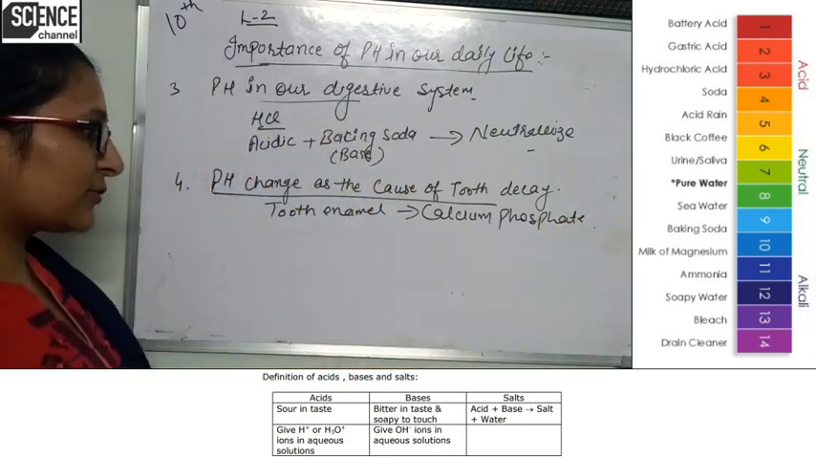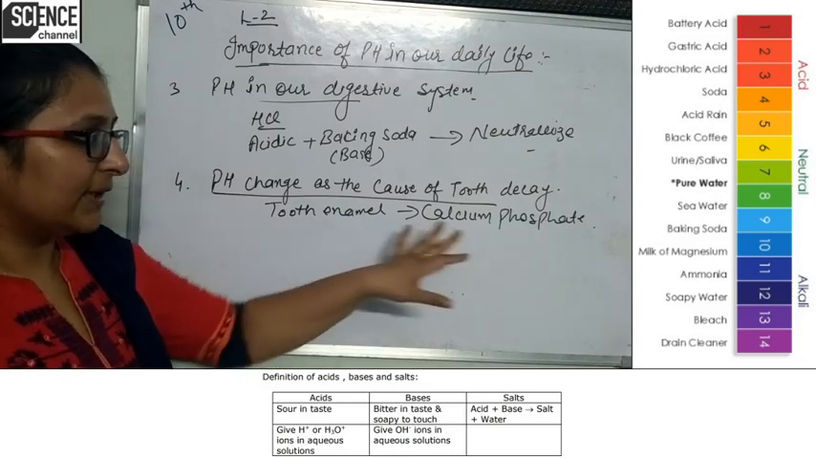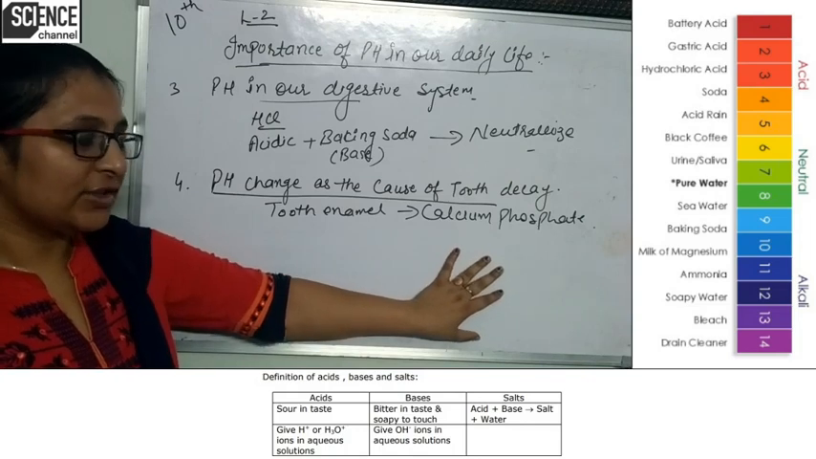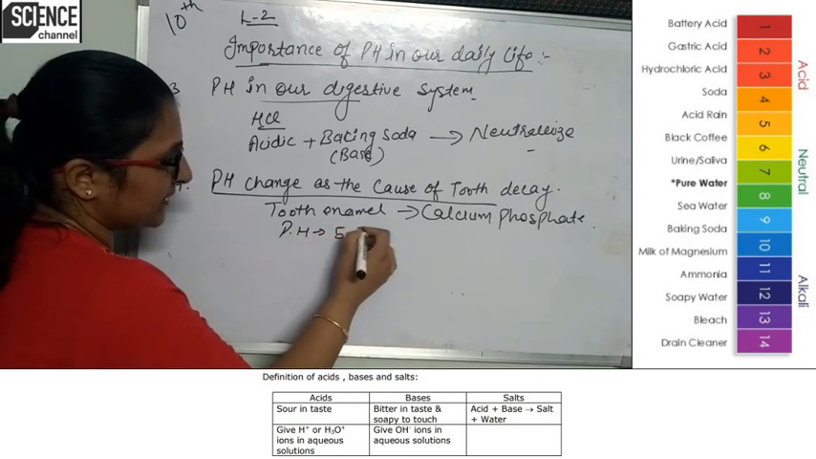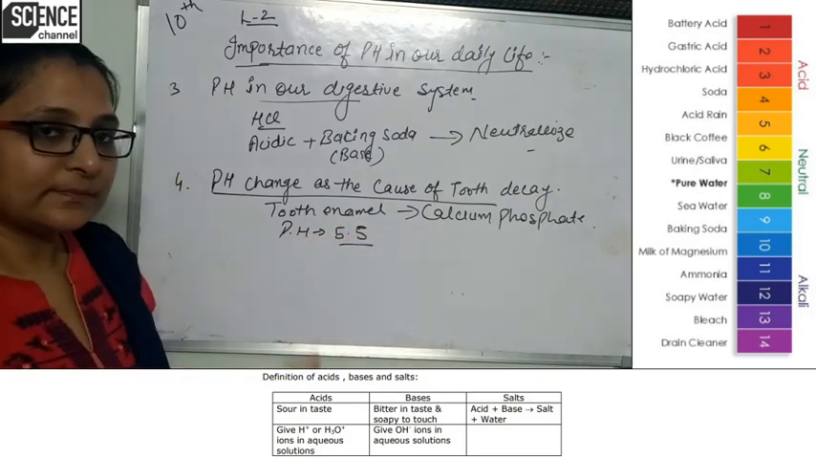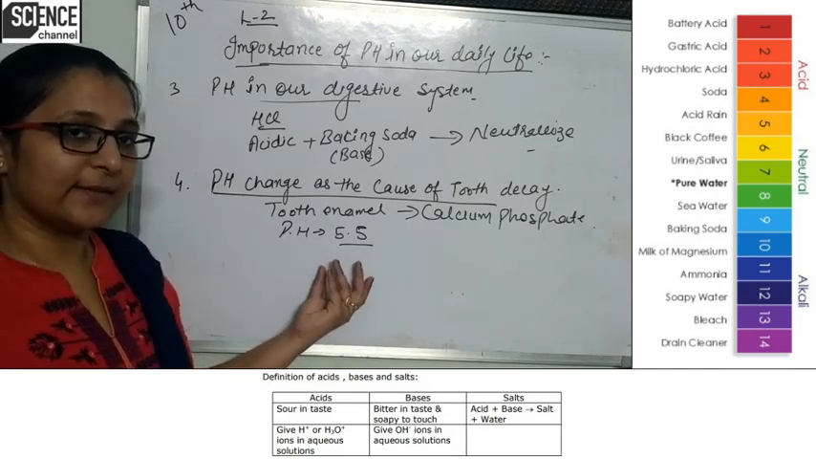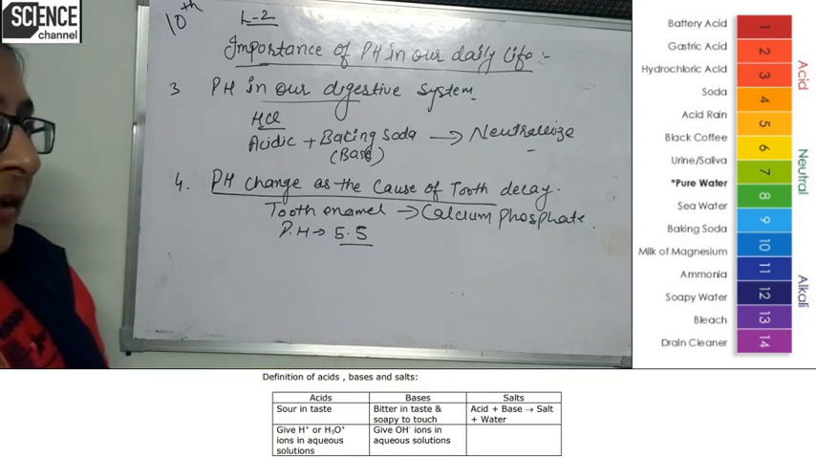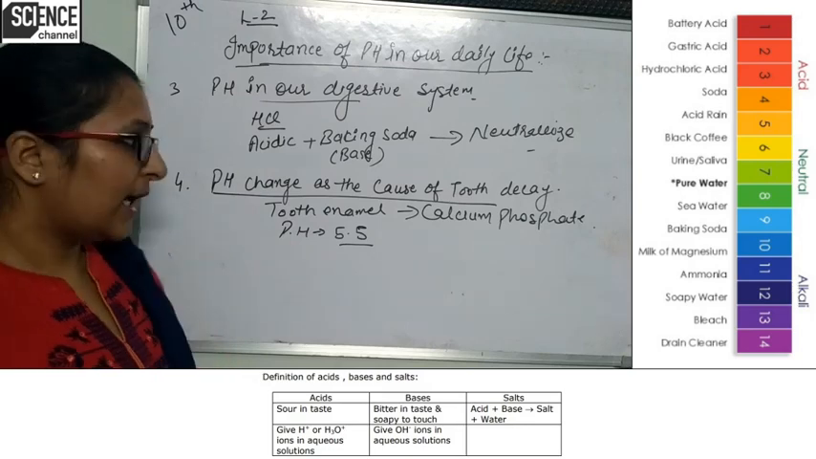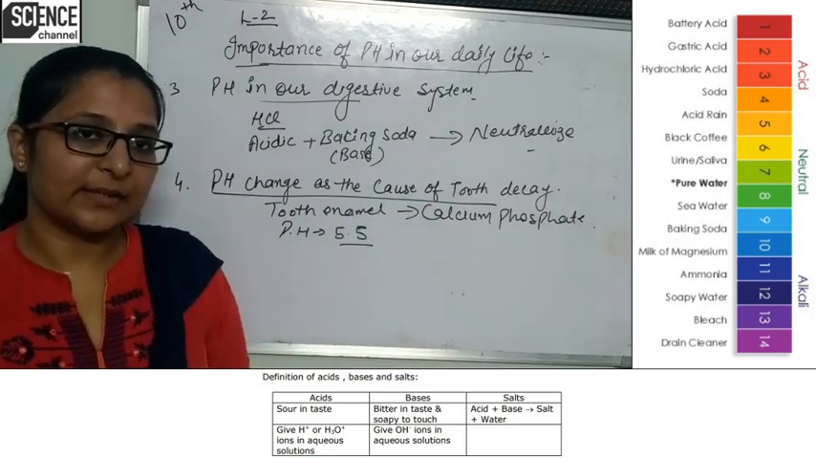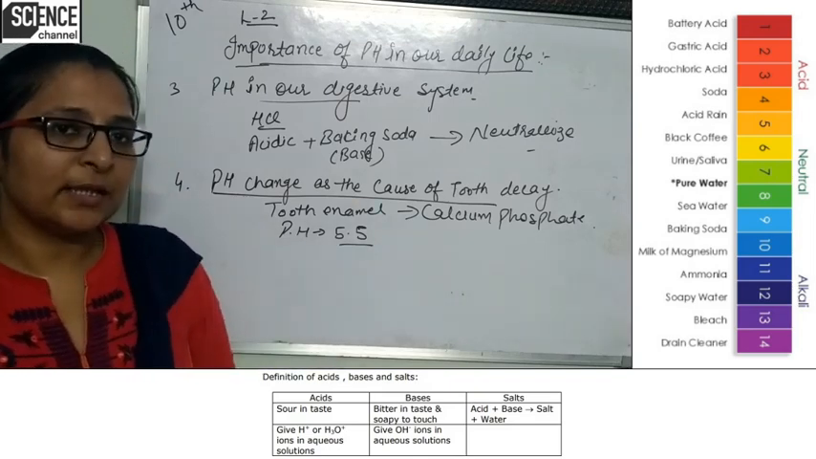That is about a half marks question. Our tooth enamel is made up of calcium phosphate. And the pH range of our mouth is 5.5, which means our mouth is slightly acidic. But when we are continuously eating and not brushing, then our teeth decay, spoil, and many problems occur in the teeth.